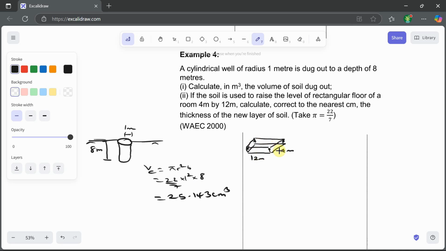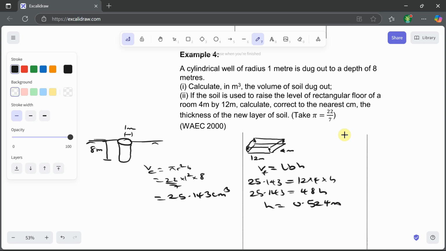We're pouring the entire volume of this soil on this floor, so that will be the new volume of the floor. The volume of the floor will be L times B times H. This is how you find thickness; thickness is basically the height. So the volume of the soil, which is 25.143, is equal to 12 times 4 times h. So 25.143 is equal to 48h. If I say 25.143 divided by 48, my h is 0.524 meters.